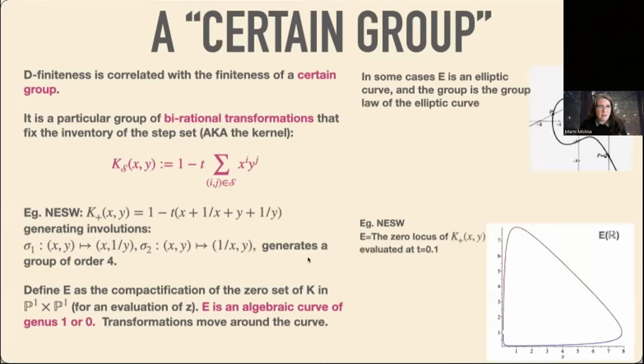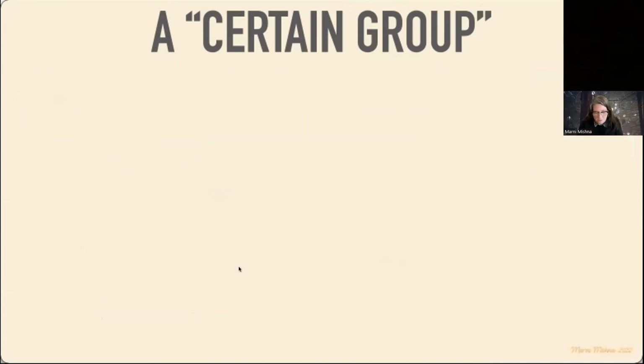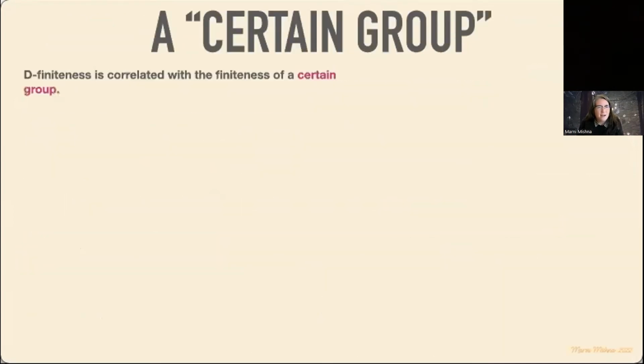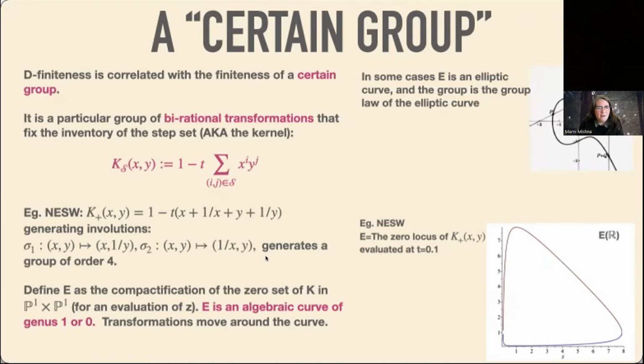So my northeast, southwest, I have my kernel. I'm interested in complex solutions, but here are the real solutions to that curve. I've evaluated t at a specific value. So I said this group was a group of order 4. Oops, where'd it go? Oh no. I don't know what happened there. Okay, here we go.